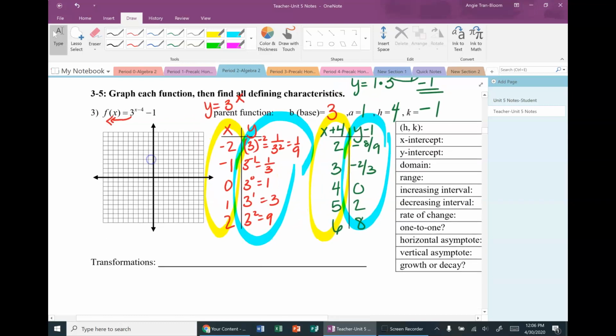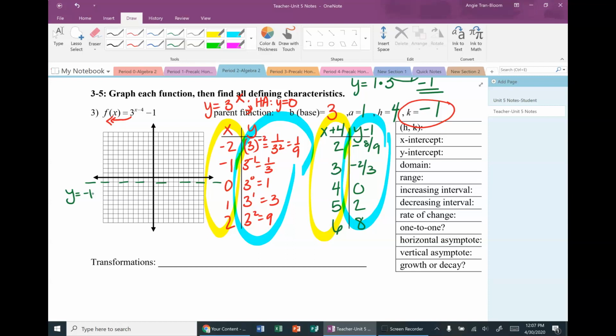Now before we plot, remember all parent exponential functions will have a horizontal asymptote at y equals 0. Because of the K value, we are now moving it down 1 unit, so you do have a horizontal asymptote at y equals -1. And make sure we start with the horizontal asymptote because all of your points should be above that or below that. If you have points, some above, some below, that means you did something wrong.